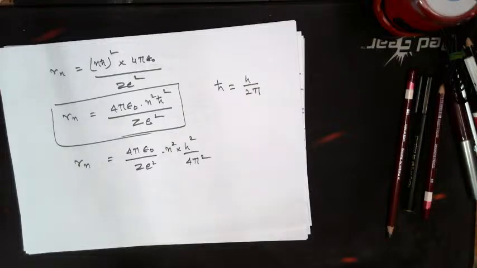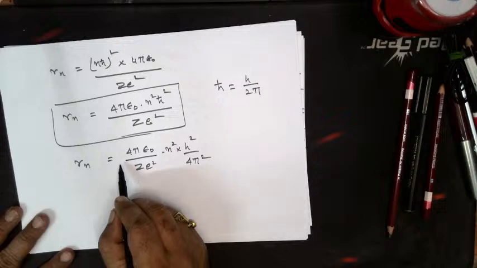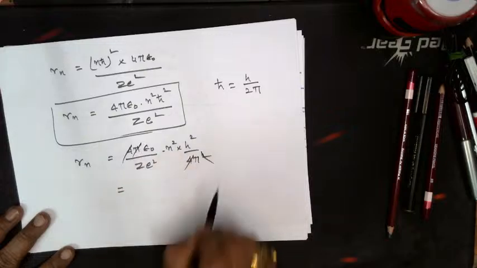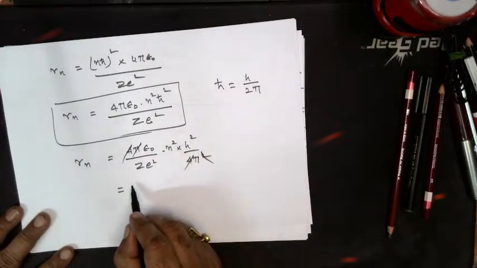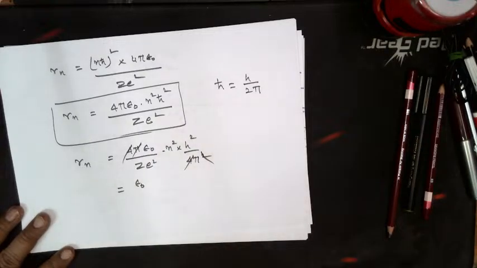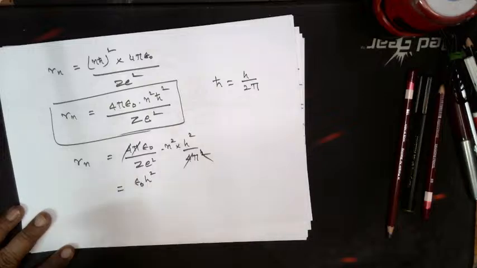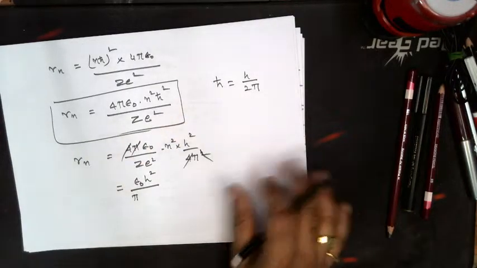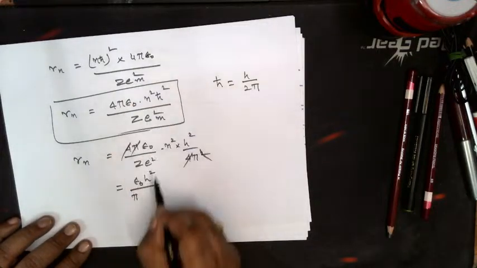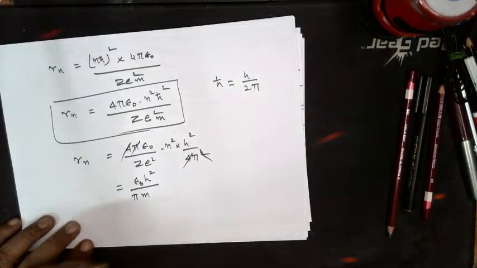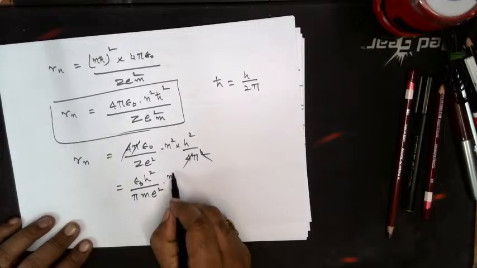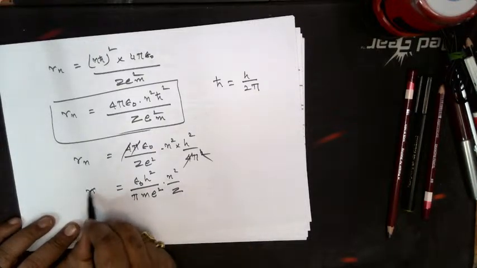Okay? Now you can cancel this 4 pi. So write the remaining, 4 cancelled, pi squared here, pi only. So you have now n squared, epsilon 0 is there, and then h squared divided by pi, and I think I have left m here, you should have m here. So pi m, and you have e squared into n squared divided by z, that is equal to Rn.